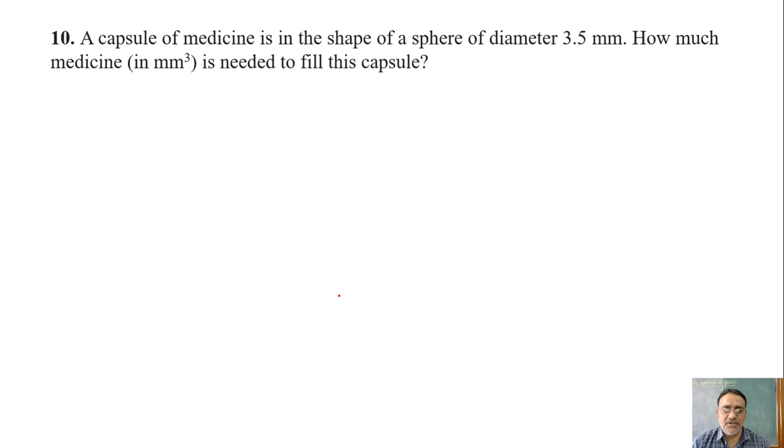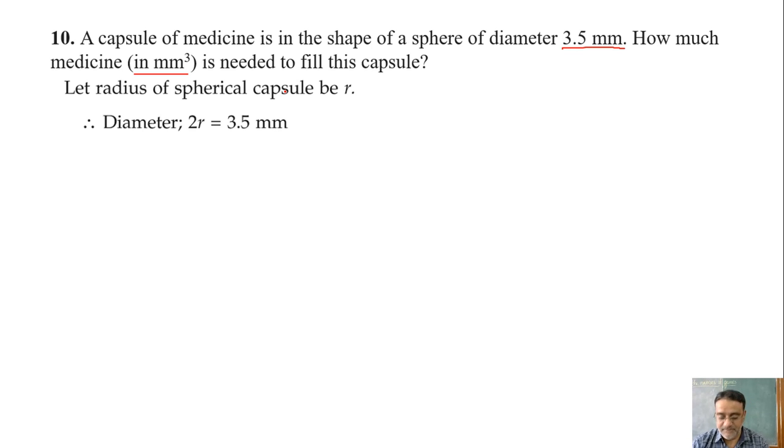Now this is the last question of the exercise. 13.8. A capsule of medicine is in the form of a sphere of diameter 3.5 millimeter. How much medicine in millimeter cube is needed to fill this capsule? That means we have to find the volume. So what is given? Diameter is given as 3.5 millimeter, and I want to write it in the form of a fraction. So how will you write? 7 by 2. Very good. 7 by 2 millimeter. So what will be the radius then? 7 by 4, right?